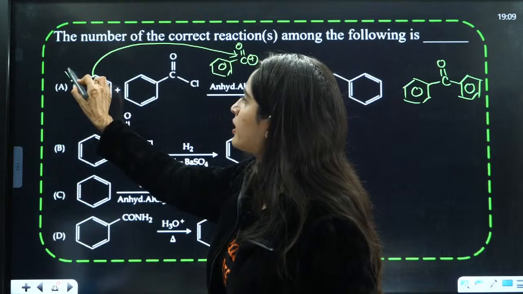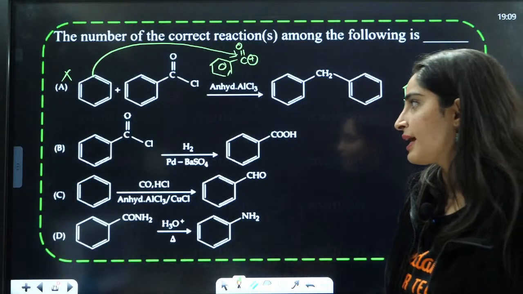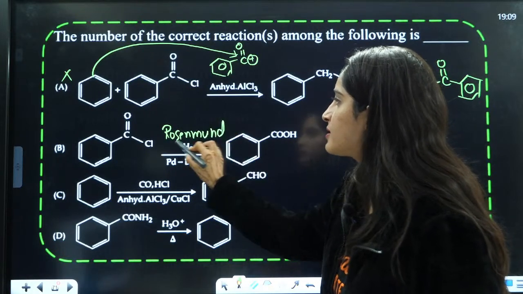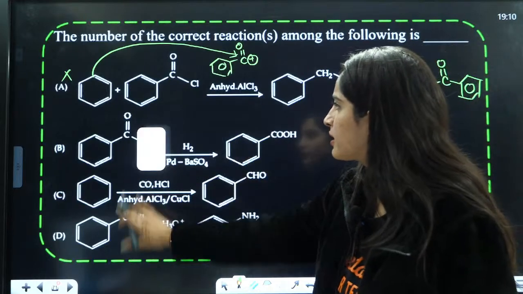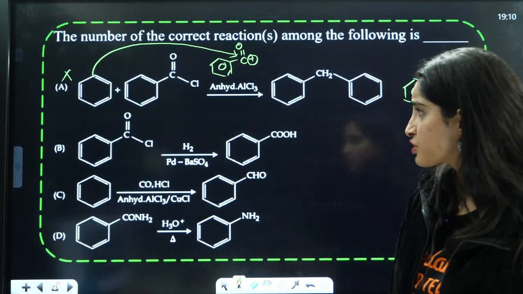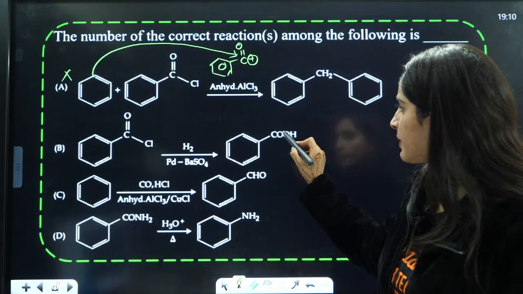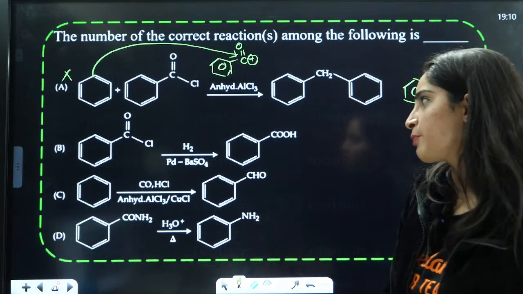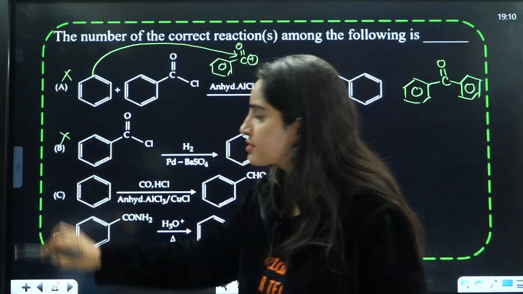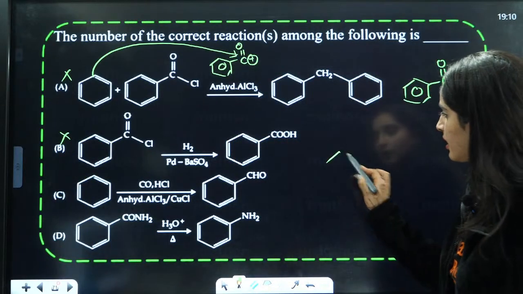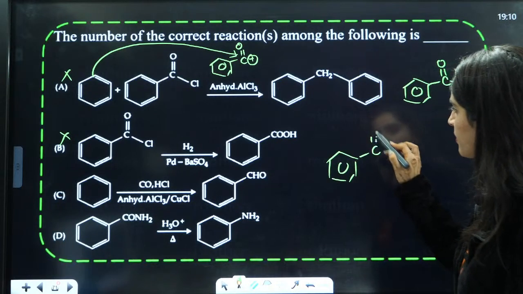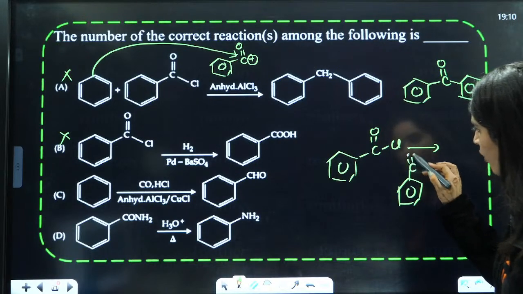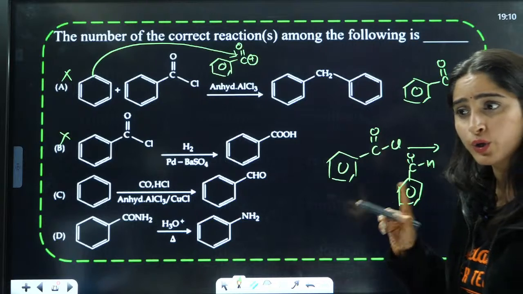This is not correct. Next is COCl with H2, Pd. This is Rosenmund reduction. And here definitely we can see that, no, that is also incorrect. In this Rosenmund reduction, this COCl should be replaced by C double bond O, H, right? So that is also the wrong answer. In Rosenmund reduction, what we did, this benzene C double bond O Cl was converted to benzene C double bond O H, benzaldehyde. Do you remember that?